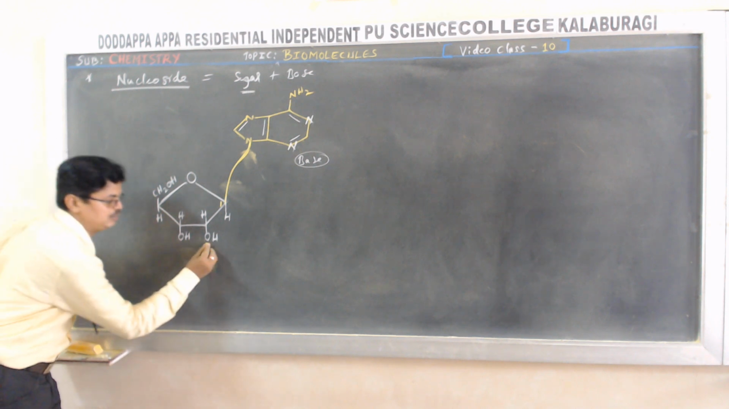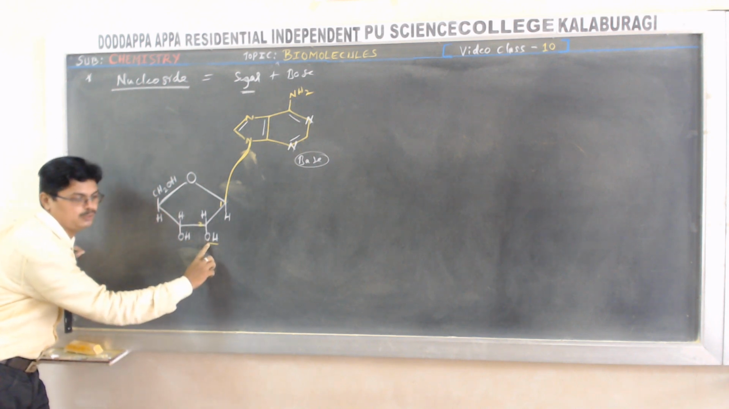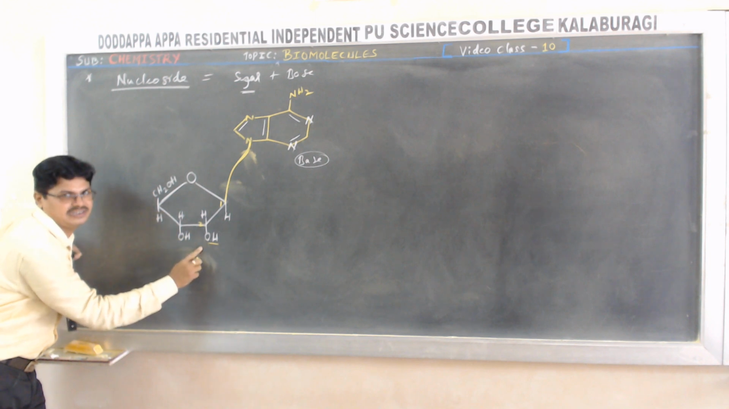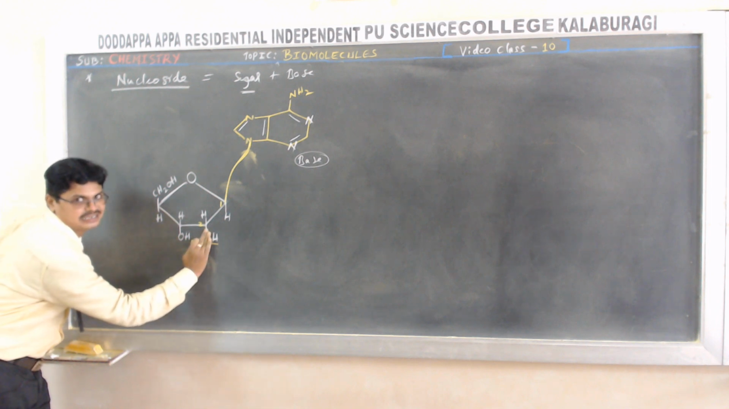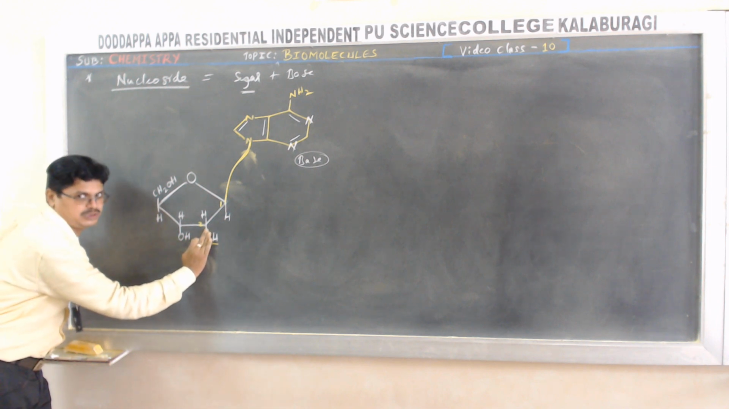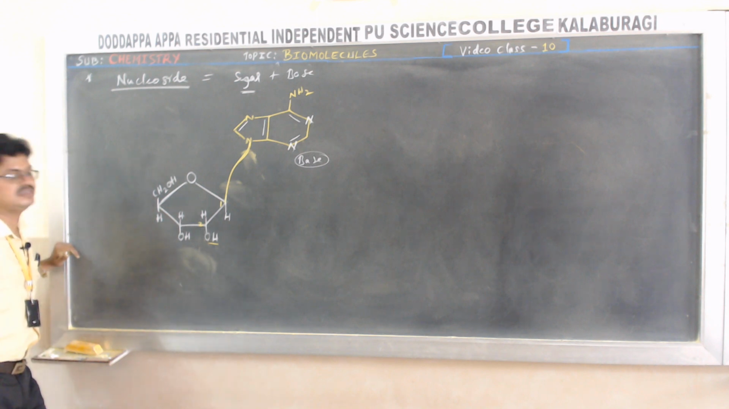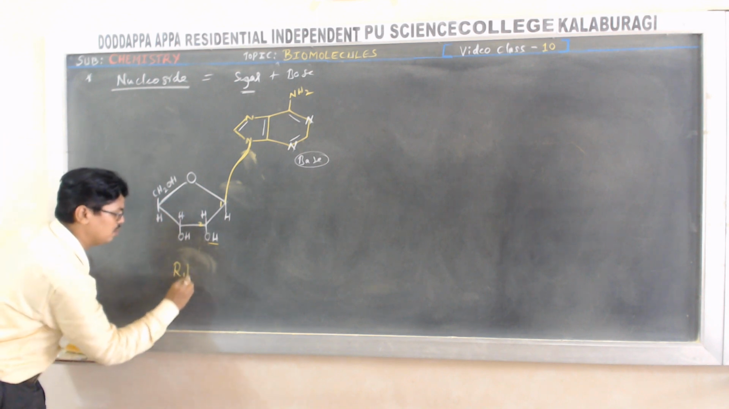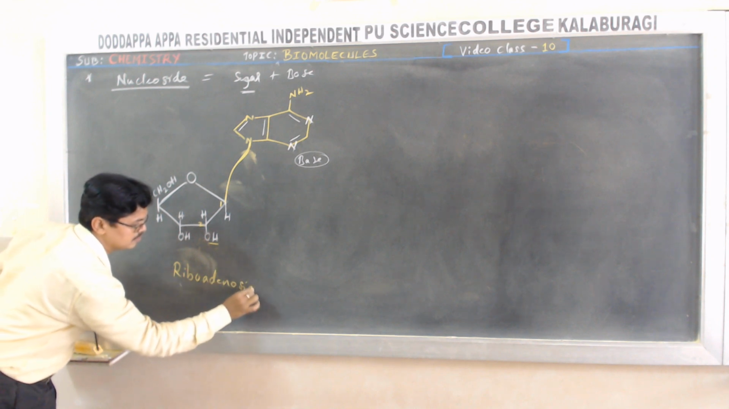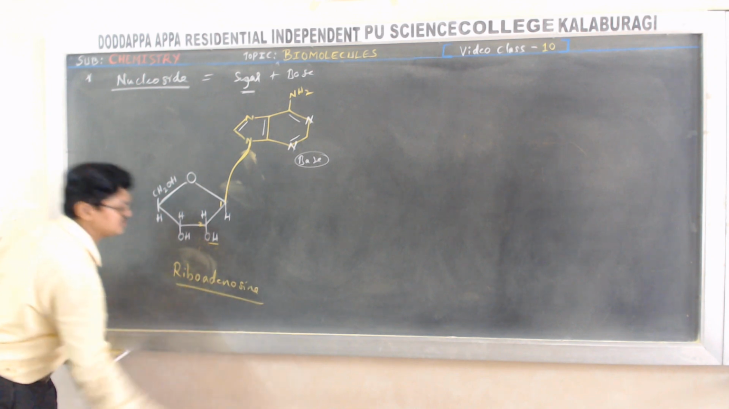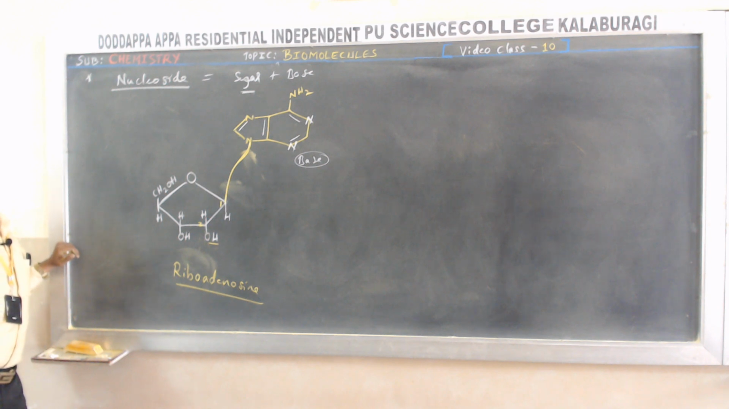What is the name of this nucleoside? See, here I have taken OH. The second carbon containing OH means it is ribose, present in RNA. If I write only H, it becomes deoxyribose sugar, correct? So the name of this compound is riboadenosine.